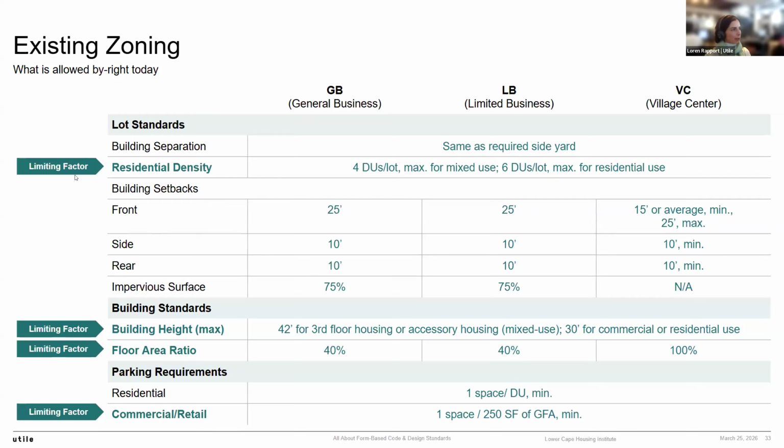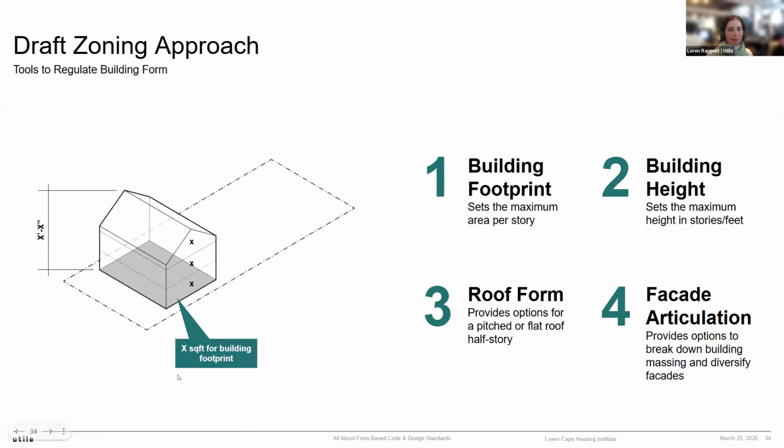One is there's a residential density cap that exists under the zoning. The other is building height, where you're limited to either 30 feet for commercial or residential, or 42 feet for mixed use. Floor area ratio is certainly another factor that's capping the amount of maximum development you can do. And then lastly, just high commercial parking requirements. Parking is usually something that we find that really influences the amount of development you can place on a site. So that was certainly true in this instance.